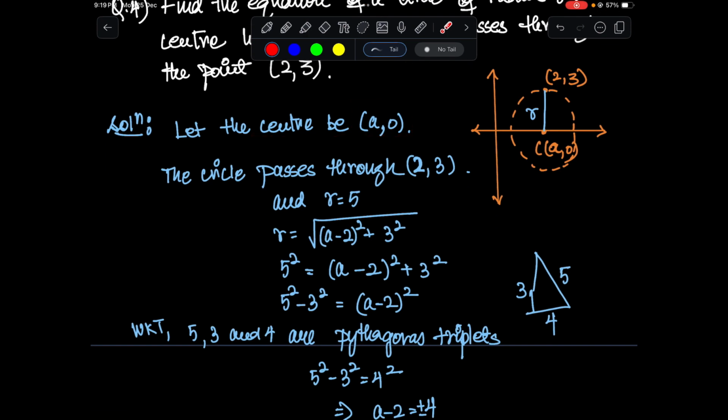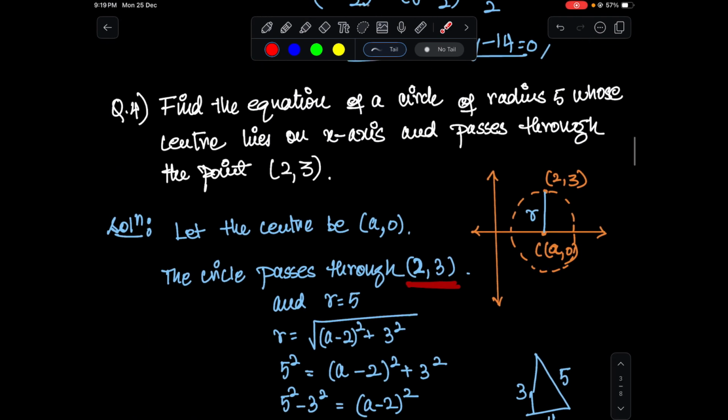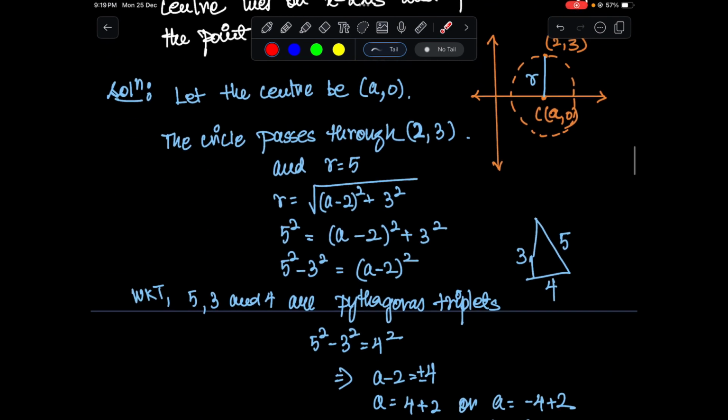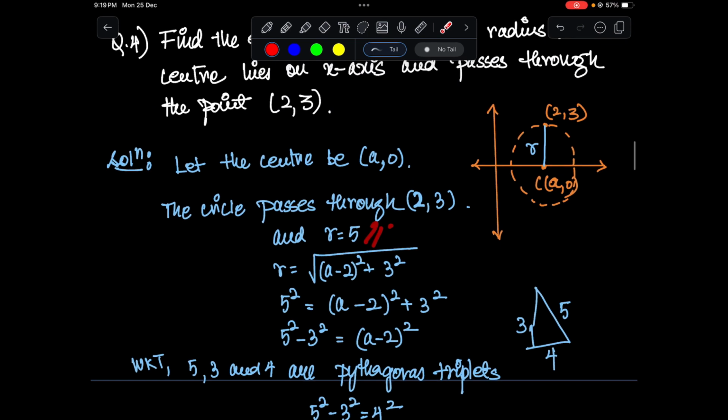Now the circle passes through this point. It's already been said, right? So let's keep that in mind. Also the radius is already given to me. Now the radius is the distance from the center to any point lying on the circle, right?